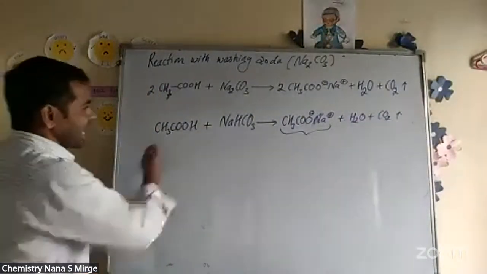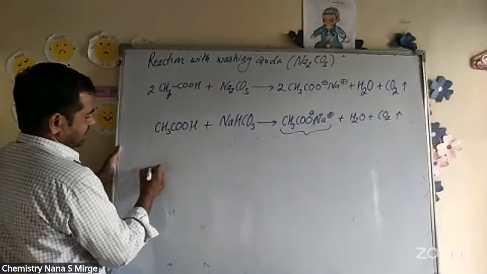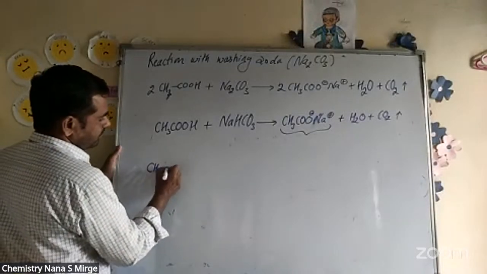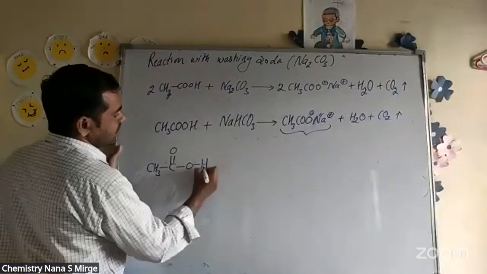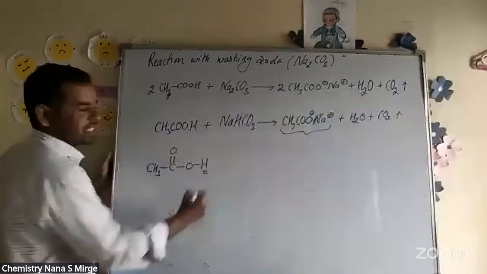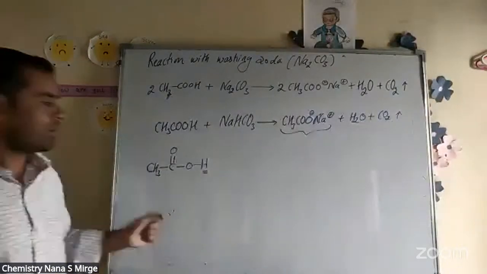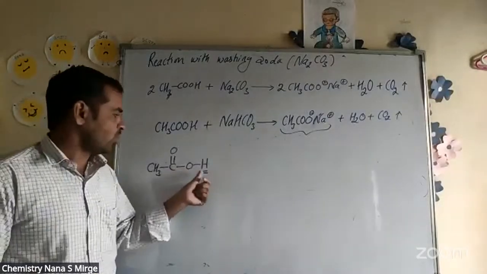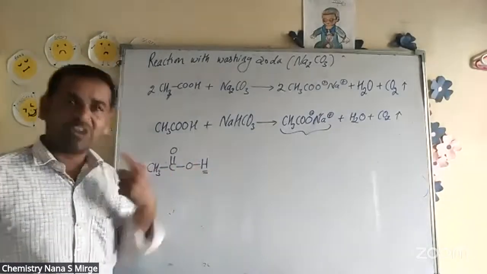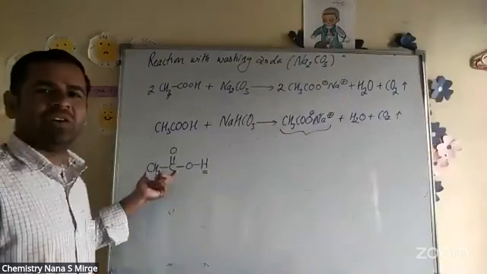Look here, this acid, particularly acetic acid, CH3, C double bond O, OH. This H is called a replaceable proton, or labile proton. This proton can be replaced. This acid can donate this H plus ion. Because of H plus ion donation, that's why we call this an acid.